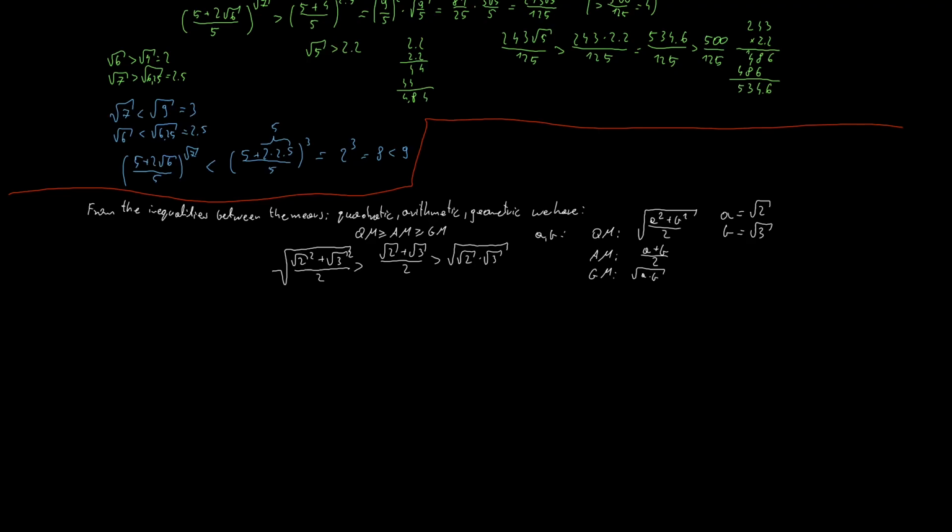So let's compute some things here. It is 2 plus 3, so it is 5 divided by 2. It is more than square root of 2 plus square root of 3 divided by 2. And it is more than square root of 6, which is, at the same time, fourth root of 6. Right? We can multiply by 2 all the sides. Then we have, in the middle, square root of 2 plus square root of 3.